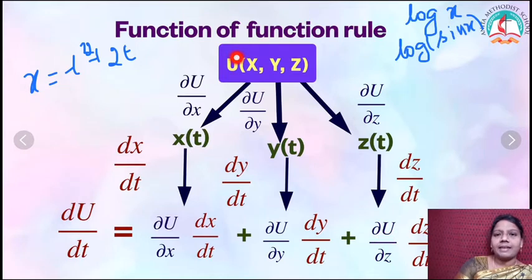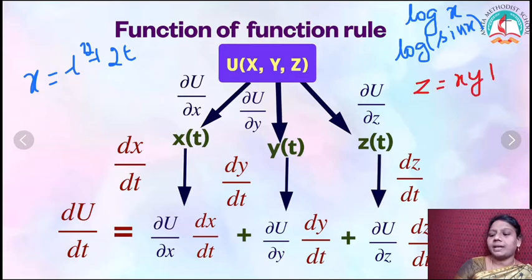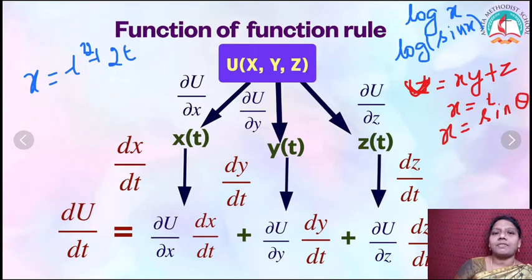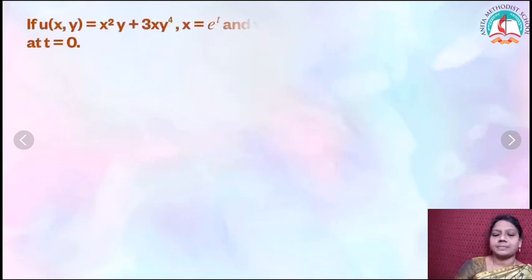A function having x, y, z, and that x, y, z is having some other function. In the previous example, if you look, you will get u is equal to some xy plus z. That's it, xy plus z. That means I am having it as u of xy plus z. That is a function. If I am having again x is equal to some other variable with respect to t or with respect to theta, then that is called function of function. Is that clear? Okay. Now we are going to solve problems using this.